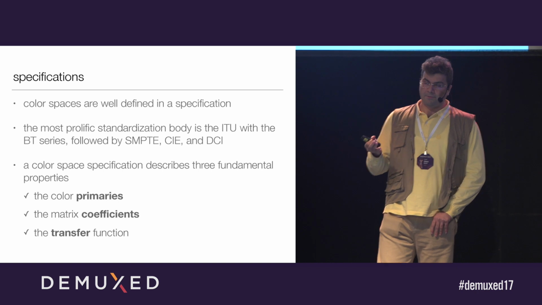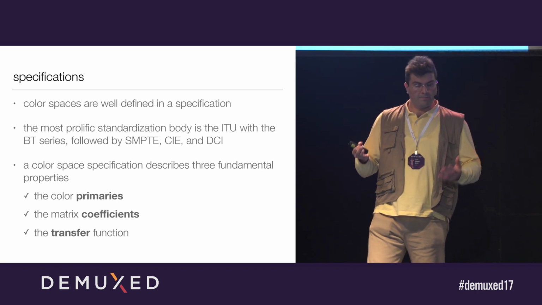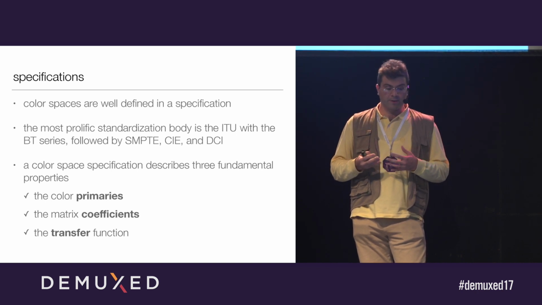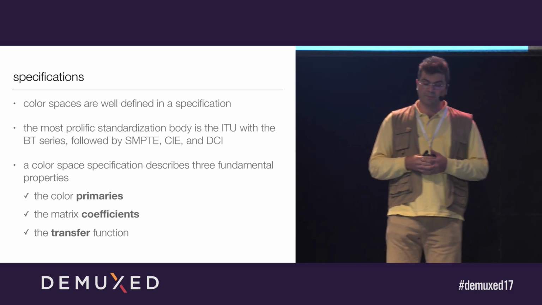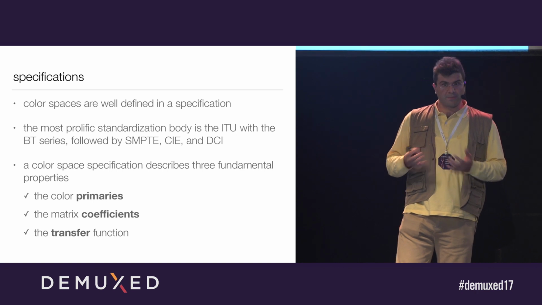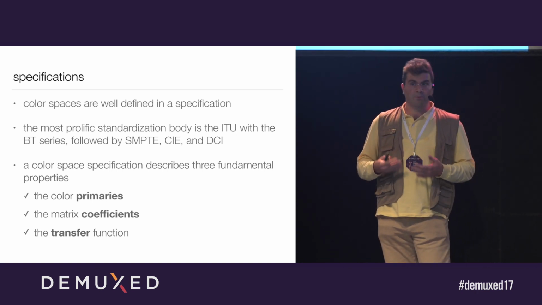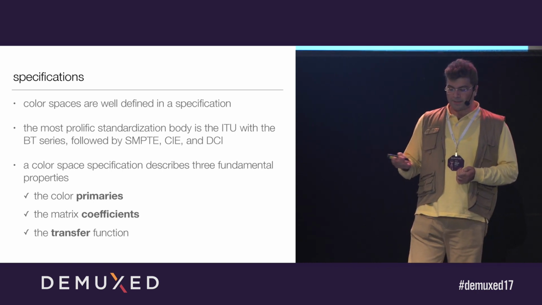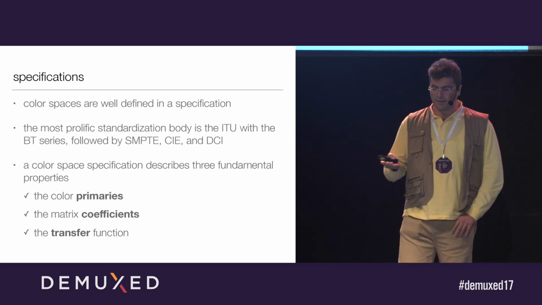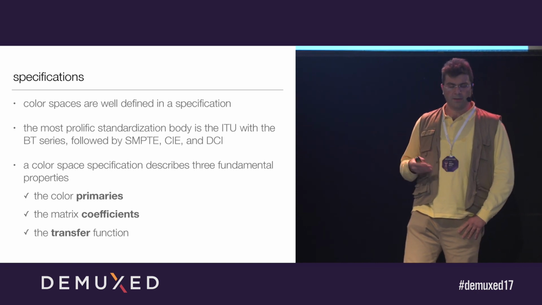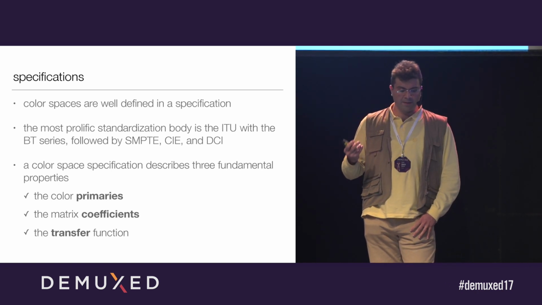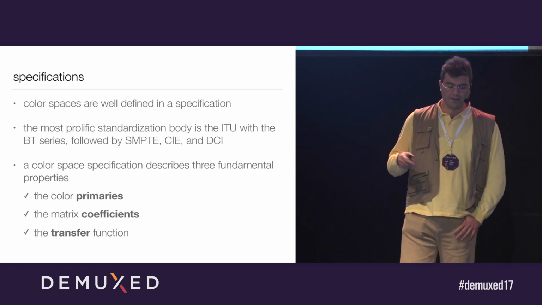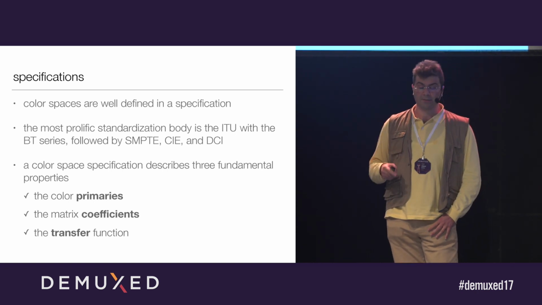And we can see that there are even more color spaces available, and these ones are defined in so-called specifications. A specification is a collection of properties and rules that define a color space. And to define a color space, this is true for any standardization body, ITU, SMPTE, SCI, and DCI, you need the three fundamental properties: the color primaries, the matrix coefficients, and the transfer function.